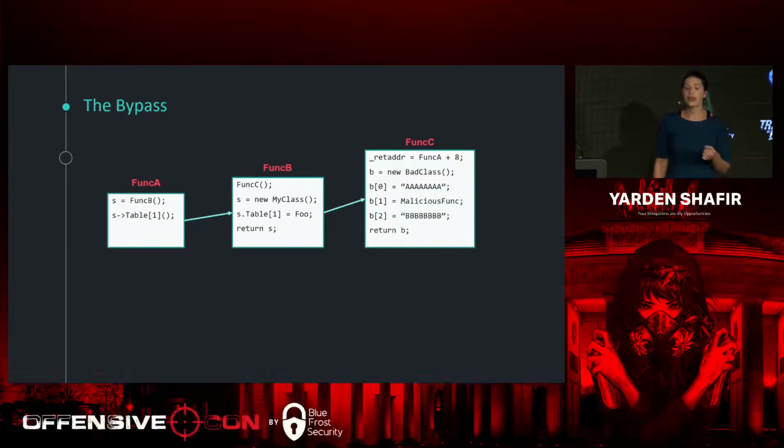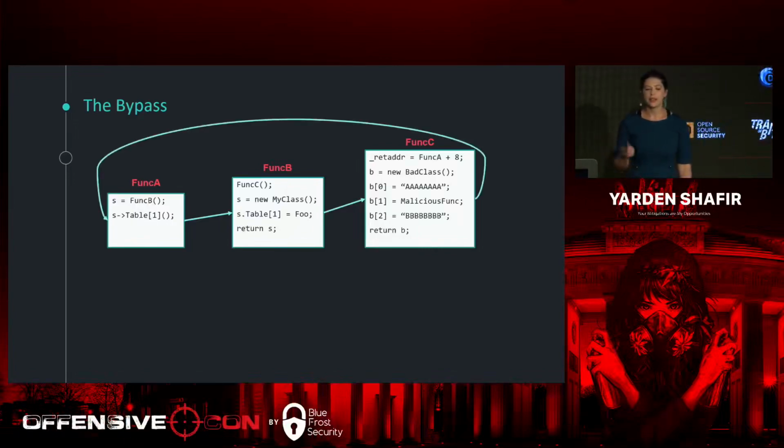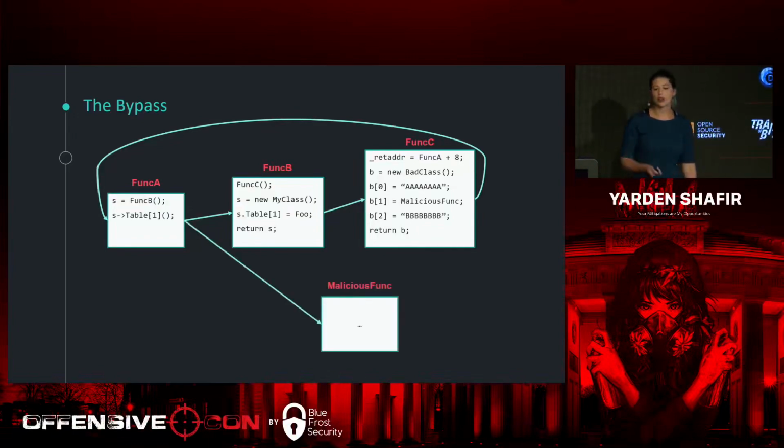So it will now be returning into right after the call instruction in func A, where we're going to use this new class. So it goes and initializes a different class that has a bunch of random data and also a pointer to a malicious function. And then it skips func B entirely and returns into the previous frame in func A, which of course will treat this fake new class as its valid class and call our malicious function.